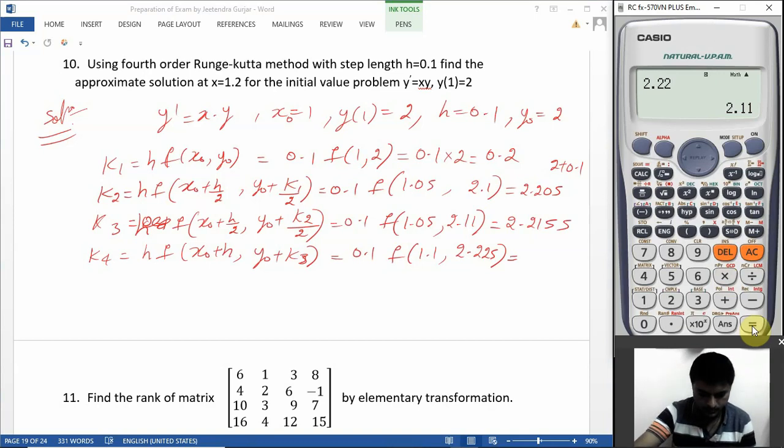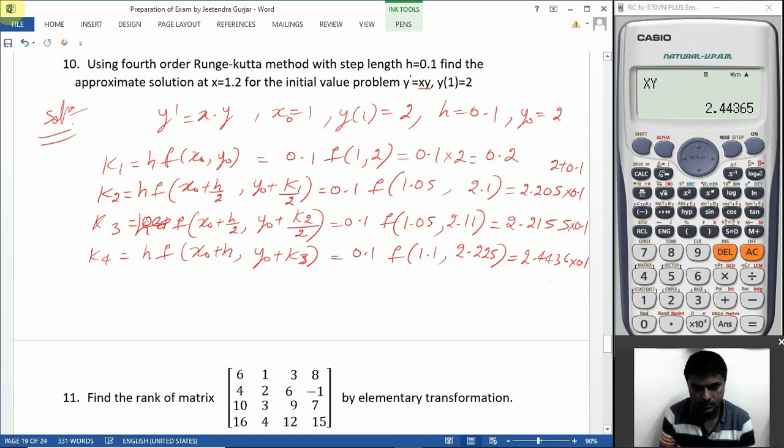Okay, without wasting the time, we'll go to the next one. Very easy. Already everyone has done the transformation, so you must be perfect in finding the rank of the matrix. Elementary transformations, these are, students. Easily, within hardly 2-3 steps, you will get the answer.